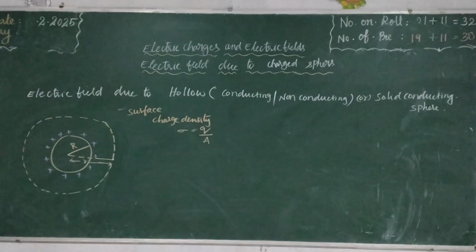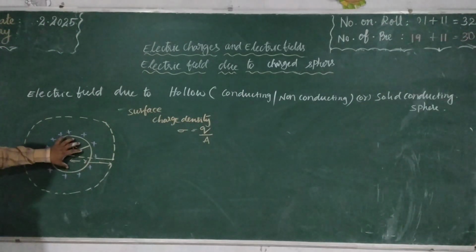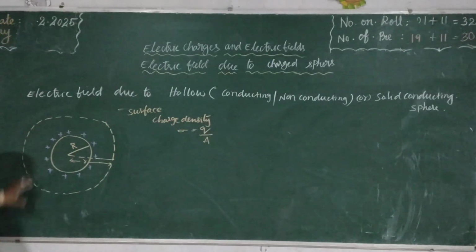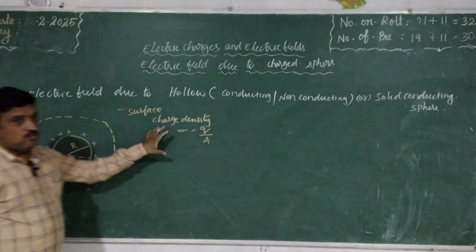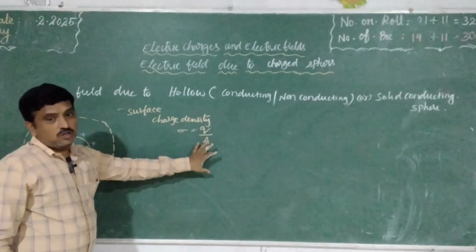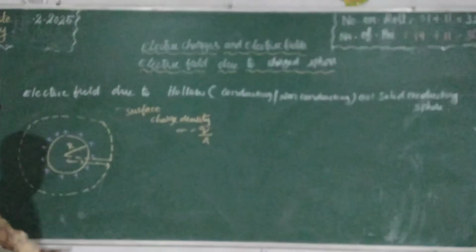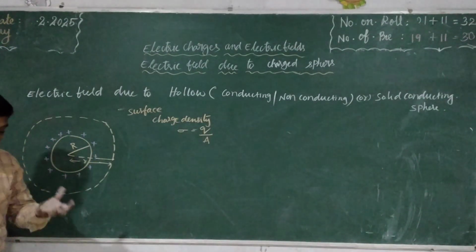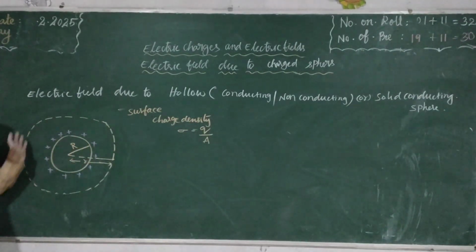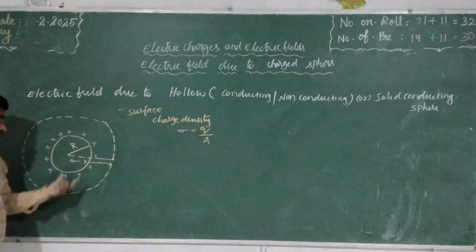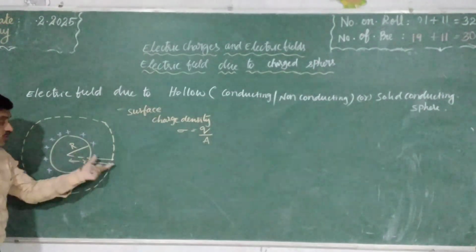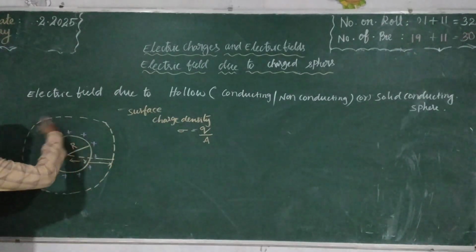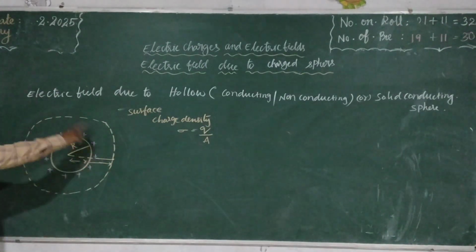See, this is the hollow conducting or non-conducting, or solid conducting sphere. In this one, sigma equals Q by A, total charge per unit area. Charge per unit area is called surface charge density. Whatever the charge on this sphere, it resides on the surface of the sphere, and the radius is capital R. At any distance from the center outside the sphere, we can draw the Gaussian surface. Why are we drawing the Gaussian surface now?